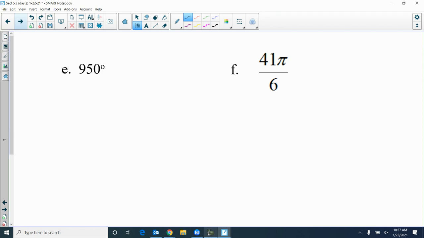All right, so for 950, you don't know where it's at right now, do you? Okay, you're just trying to kind of think through this. So just subtract 360 till you get something less. Find the coterminal angle for 950. So subtract 360. What is the coterminal angle between 0 and 360?